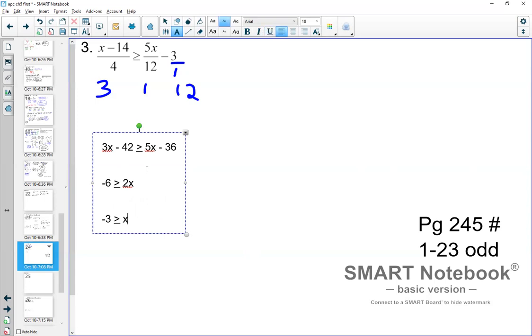Now here, I don't need to make a number line. Why? Because I only have one point, and it's already written in the way I want. Negative 3 is greater than or equal to x. The reason we can't do that in the other one is because you have the x squared and an x, so you can't really get x by itself. So this one's simply your answer.